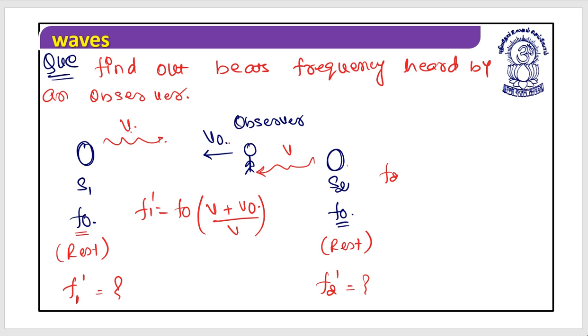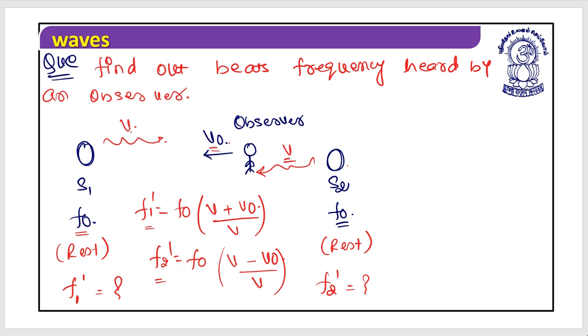Same way, for this sound wave moving in this direction, this is V. So for this it's an F2 dash. This is F2 dash, which is equal to F naught into bracket. Both are moving in the same direction, so it's V minus V naught divided by V. I hope this is clear.